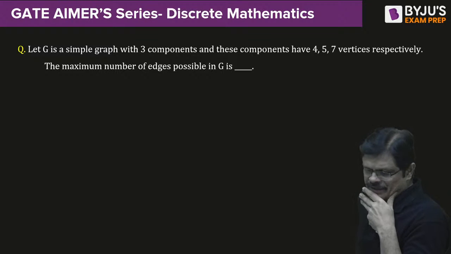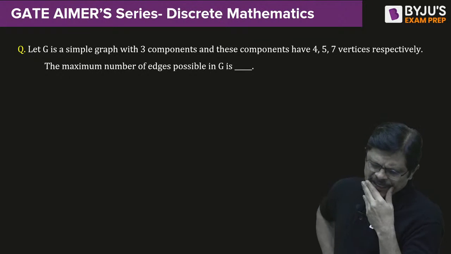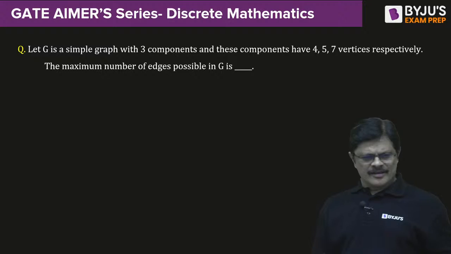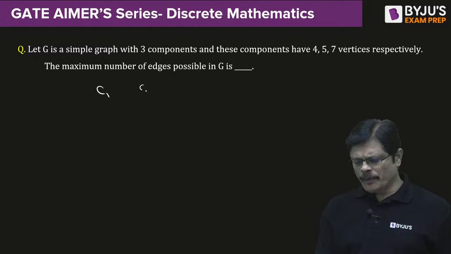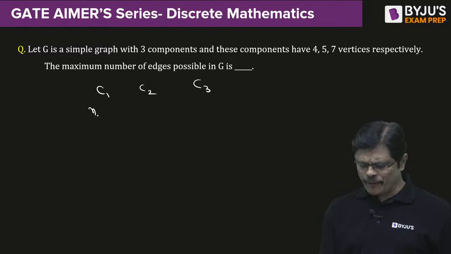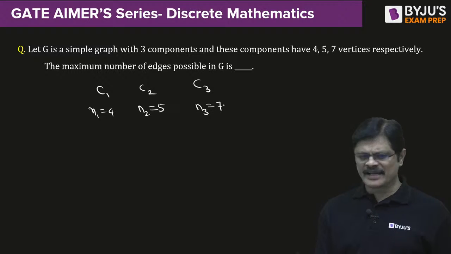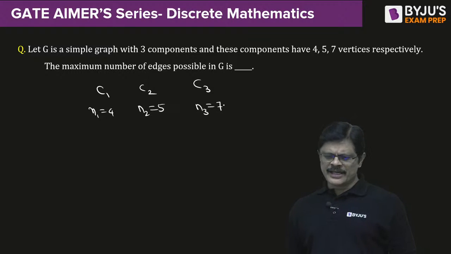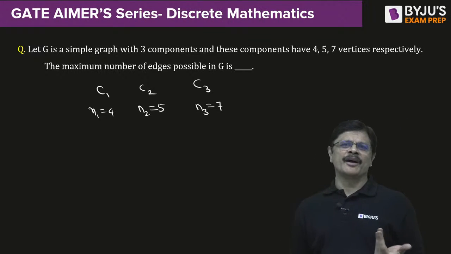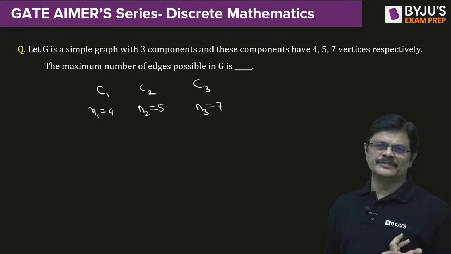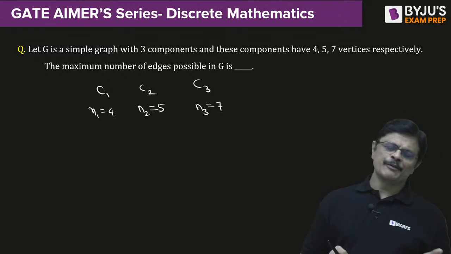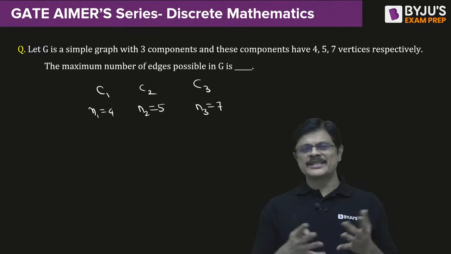Answering the question, we are having a simple graph with three components. Component 1, component 2, component 3. The first component is having 4 vertices. The second component is having 5 vertices. The third component is having 7 vertices. The question is, what will be the maximum number of edges possible? See, my dear friends, each one is a simple graph.